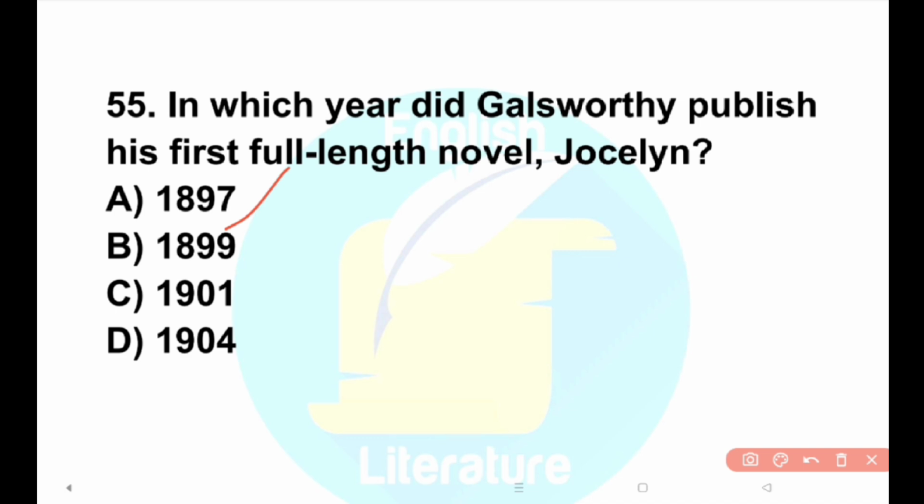In 1904, he published The Island Pharisees under his real name, not his first novel.